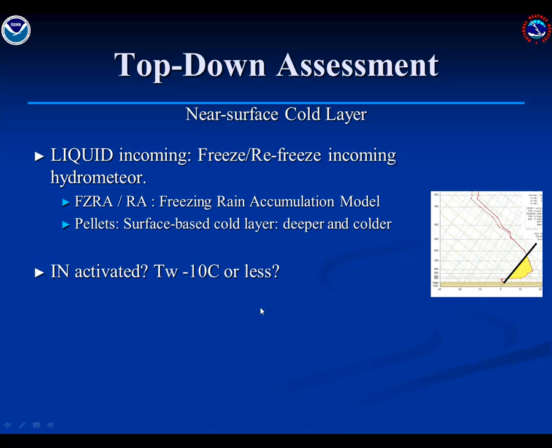Finally, you can always have ice nucleation occurring in your surface layer. So it's important to think about having a surface layer that's saturated and what your minimum temperature is within that layer, because you could activate ice nuclei within that layer and start to snow when you might have thought you were in a freezing drizzle environment.